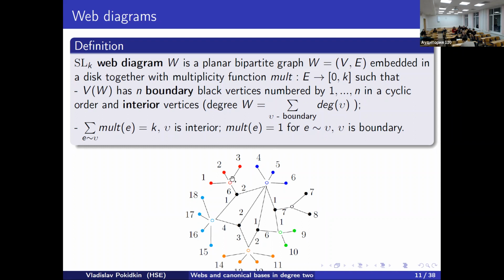6 plus 1 plus 1 plus 1 is 9. So for each interior vertex, the sum of the multiplicities of edges incident to this vertex is one and the same. So that's a restriction. We have two conditions for this structure: the graph and this function, and the degree.